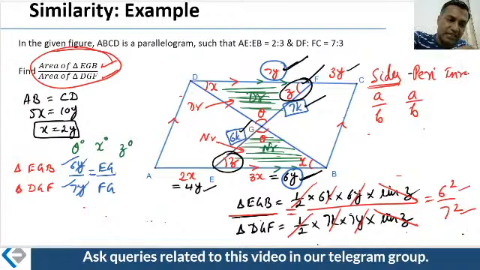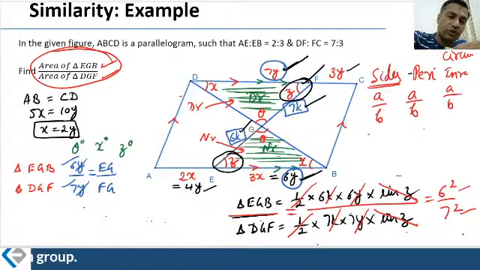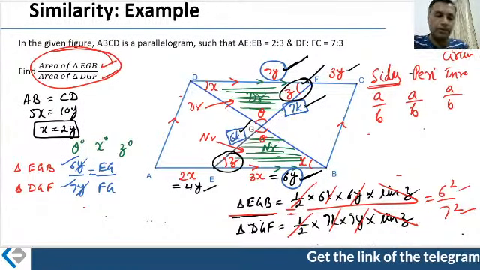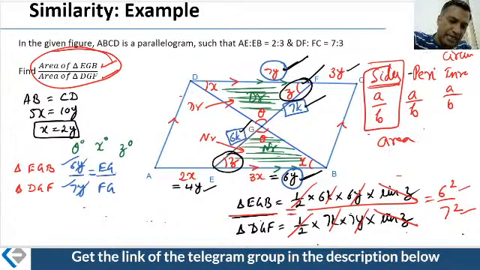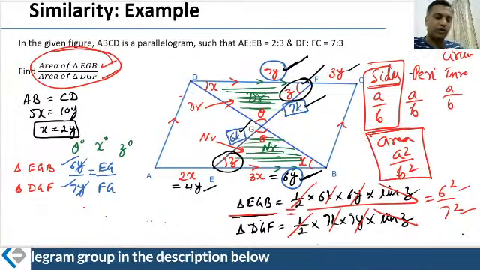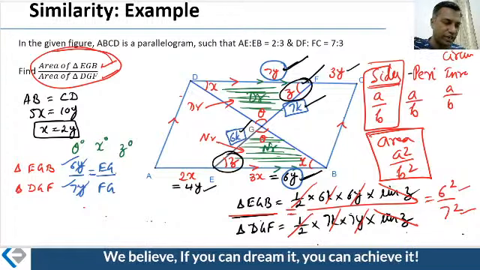The ratio of their inradius will also be A by B. The ratio of their circumradius will also be A by B. The ratio of the sum of the medians will also be A by B, because all these are linear parameters. Any linear parameter will be A by B. Whereas if the sides are in the ratio A is to B, then the area will be in the ratio A square by B square. We all know, because area is a square function. Therefore, A square by B square.